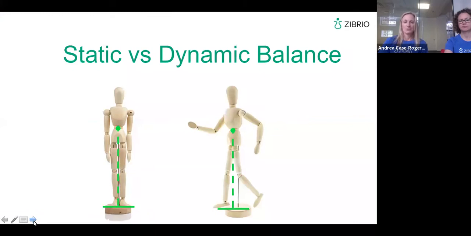You may have heard the phrases static balance and dynamic balance. This is a way to try and discuss the types of balance that's being experienced, as well as how you can then train people. But I challenge you to think about it. What is static and dynamic balance?